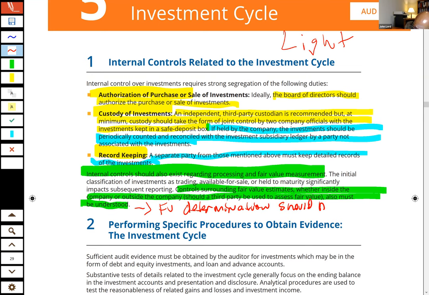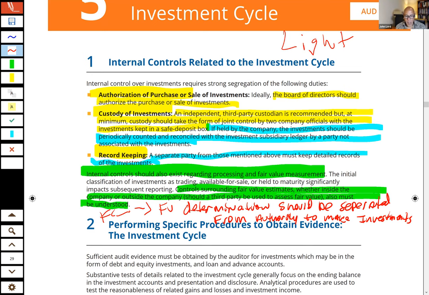should be separated from authority to make investments. Flashcard that. That's what they really are trying to say you need to understand. So flashcard that. Fair value determination should be separated from authority to make investments.